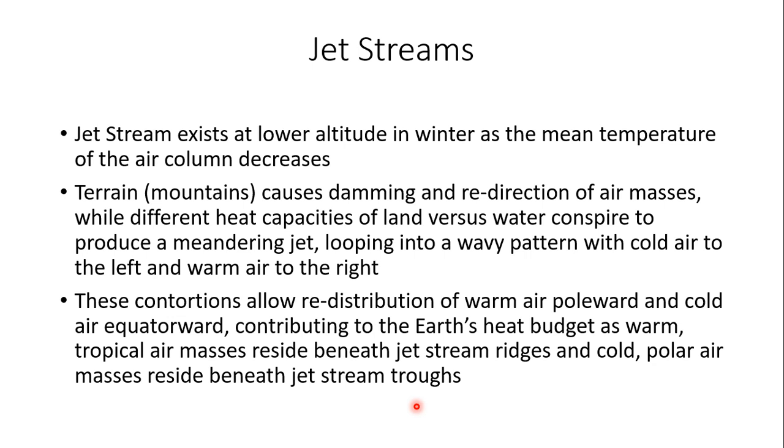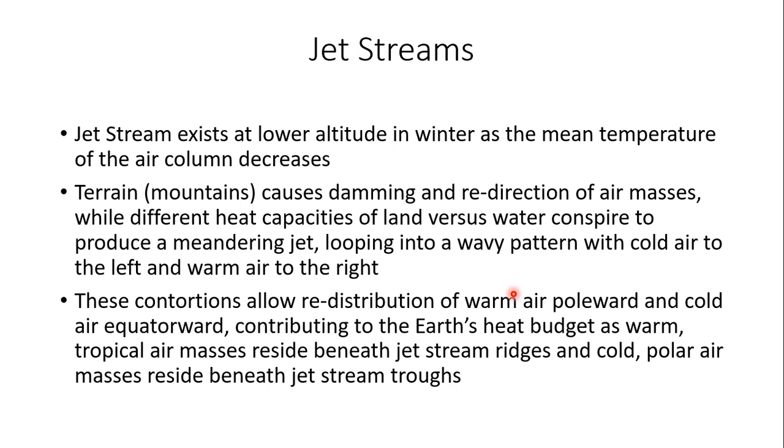Jet streams tend to exist, as I mentioned, at lower altitudes or lower elevations above the ground in wintertime as that mean or average temperature of the air column decreases. And now mountains and that topography again come into play when we talk about jet streams. Terrain actually can cause damming and redirection of air masses, while different heat capacities, when I talk about a heat capacity, I'm talking about the difference in heating properties between a land surface versus a water surface. Land is going to heat up much more quickly and much more efficiently than a water surface.